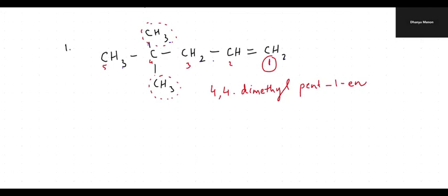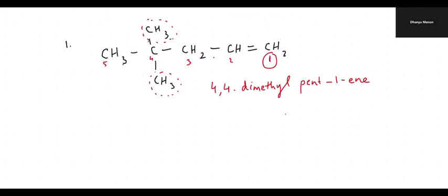If the double bond or triple bond is in the first position, it's okay if you don't mention 1 also, but better to mention it so that mistakes can be avoided. So first we chose the longest chain and the double bond is given the lowest position. So that's why the numbering was from this side. Okay. And then there are 2 methyl groups. So at the fourth position, so 4,4-dimethyl pent-1-ene, right?